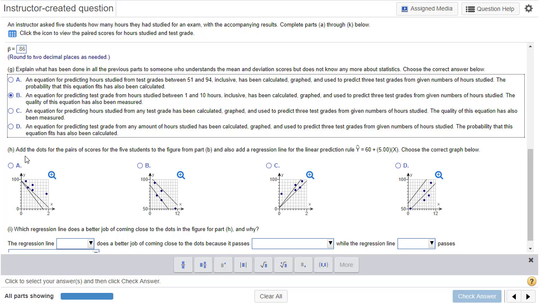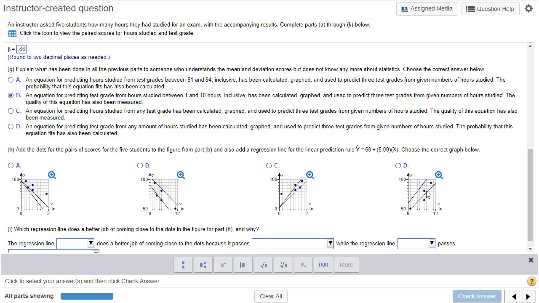Part H. Add the dots for the pairs of scores for 5 students to the figure from part B, and also add the regression line for the linear prediction rule y equals 60 plus 5.00x. Choose the correct graph below. Okay, so here it came up with this equation, and let's see. So we know it's not A and B, right? Those are both moving down. We've already graphed one, right? It looks like it's going to be D.